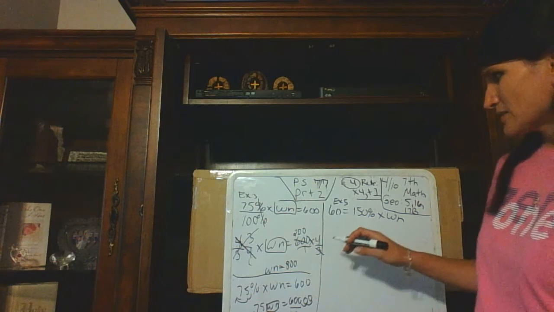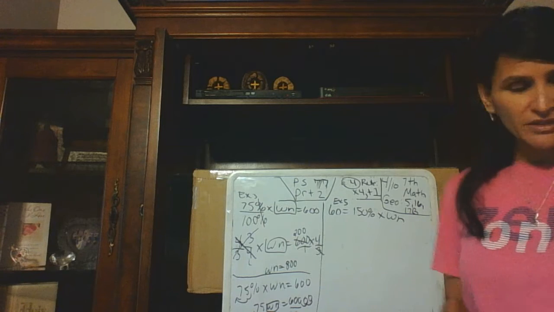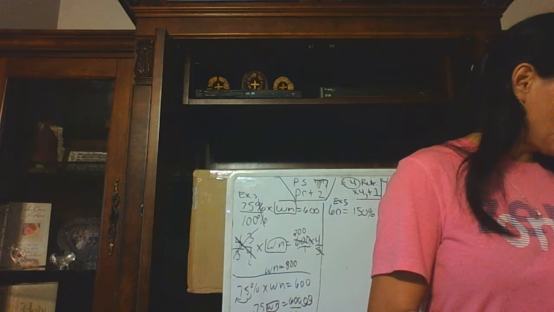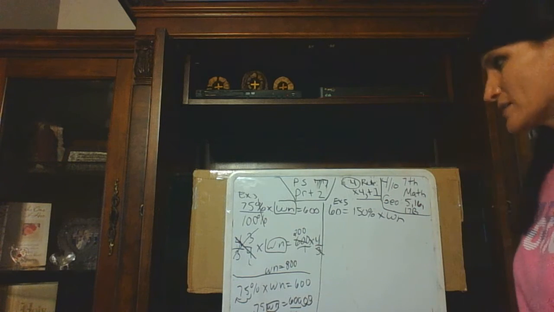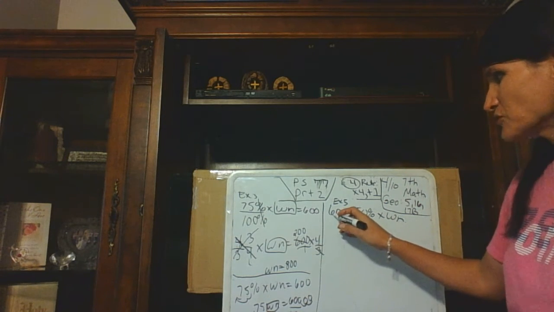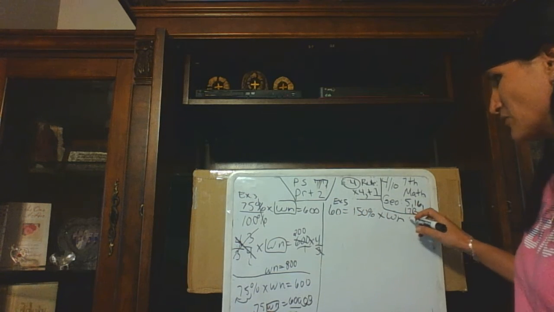Okay, so let's look at the next one, example 5. So this, again, if you notice the awkwardness of it, I'm going to read it to you. Example 5 says 60 is 150% of what number? So you have to write it what it says. So 60 equals 150% of what number?